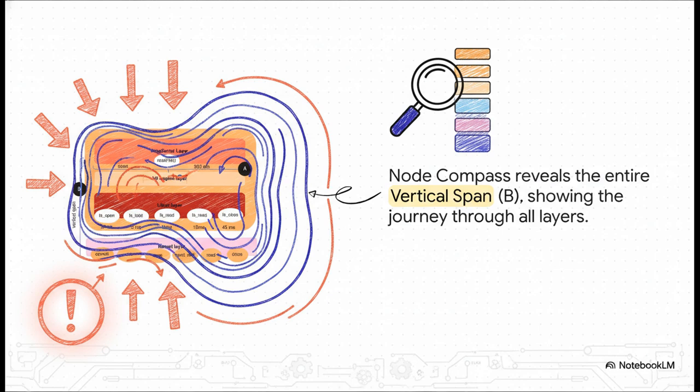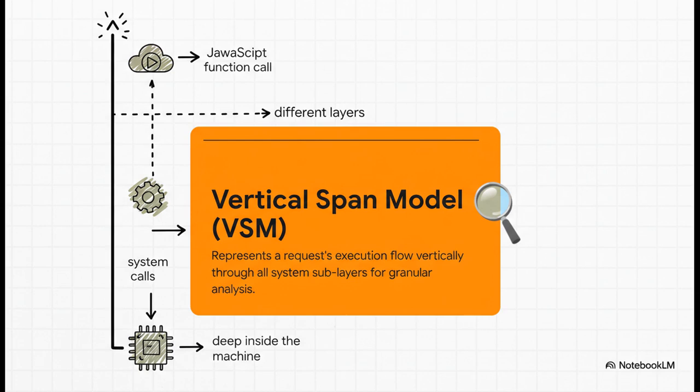Node Compass doesn't just give you that flat, boring 300 millisecond view. It opens up the entire vertical span. Now we can actually follow the journey, all the way down through the V8 engine, into the libuv layer where you see the individual open, stat, and read operations, and then even deeper, right down to the kernel itself. It's all laid out. This right here is the game changer. It's called the vertical span model, or VSM, and it's a totally new way to think about performance.